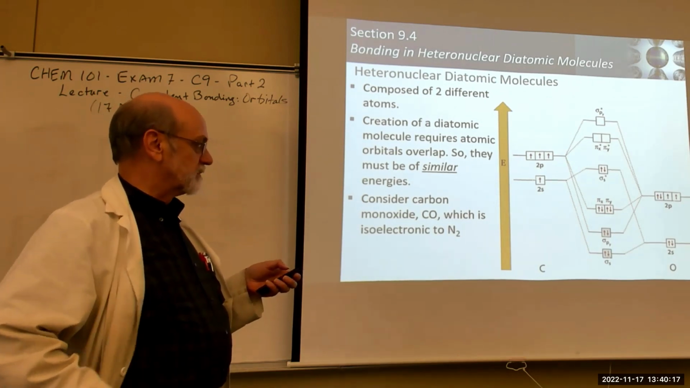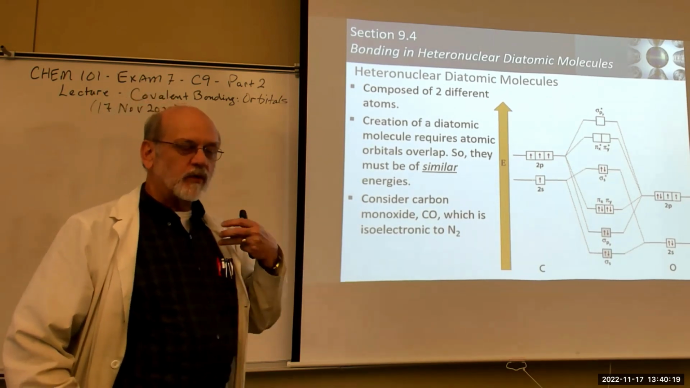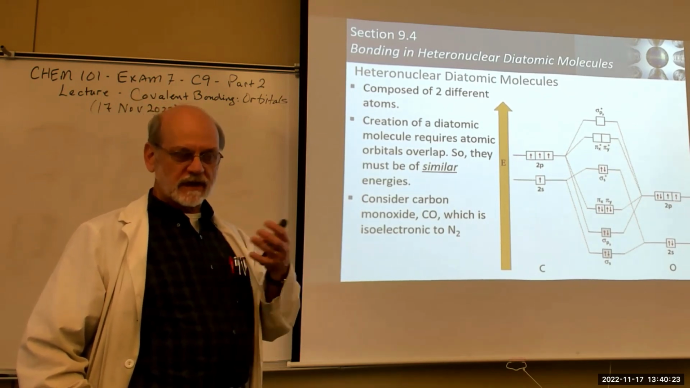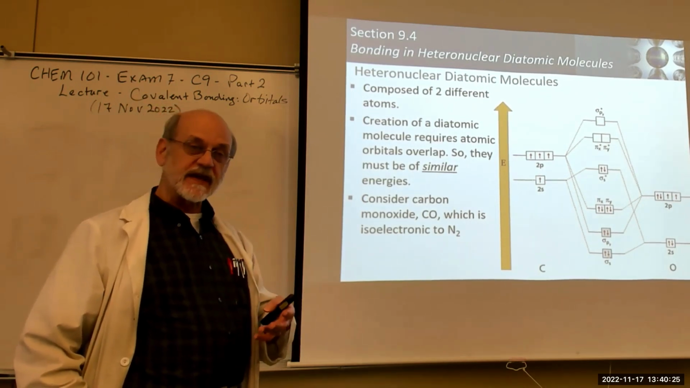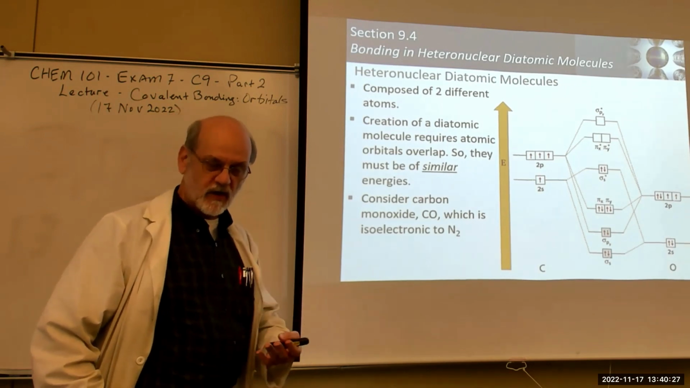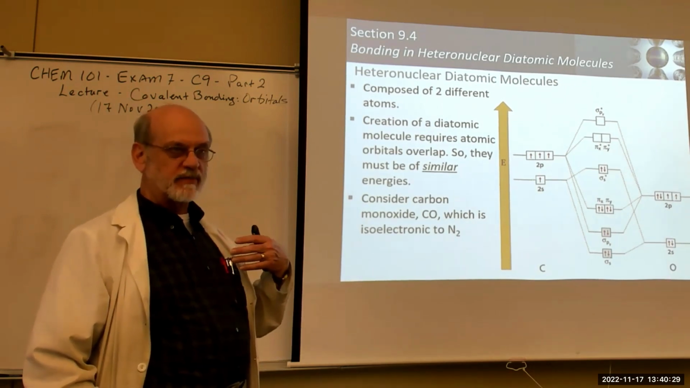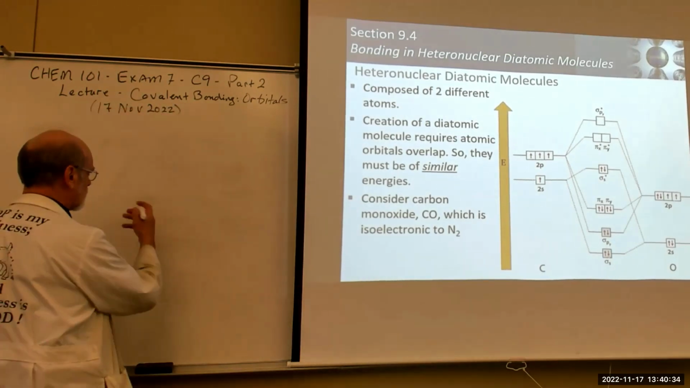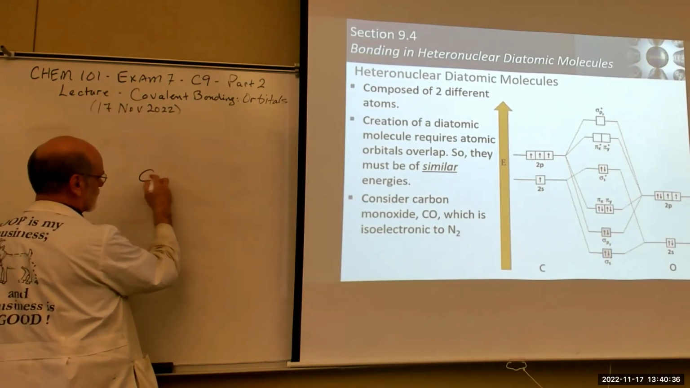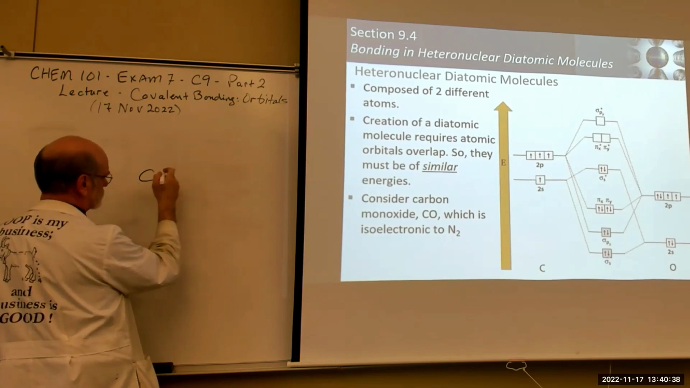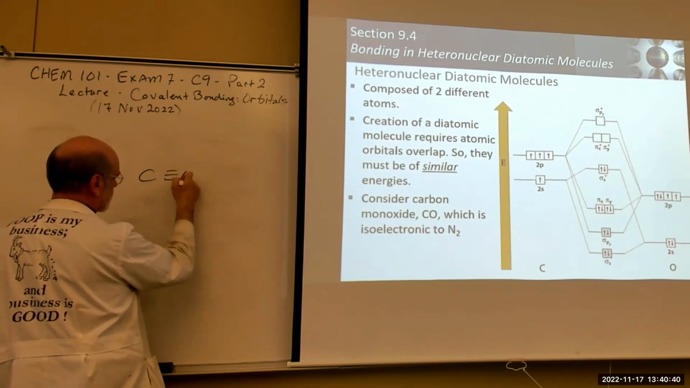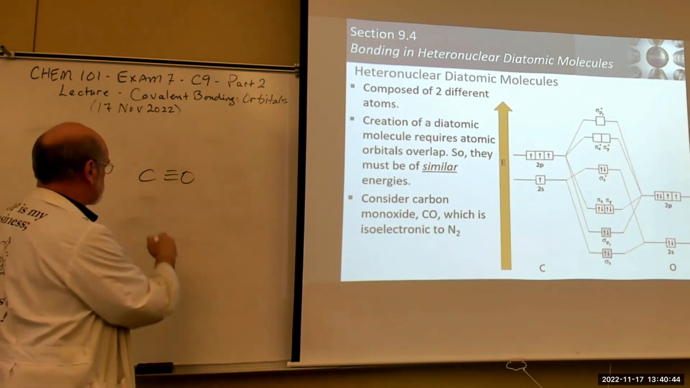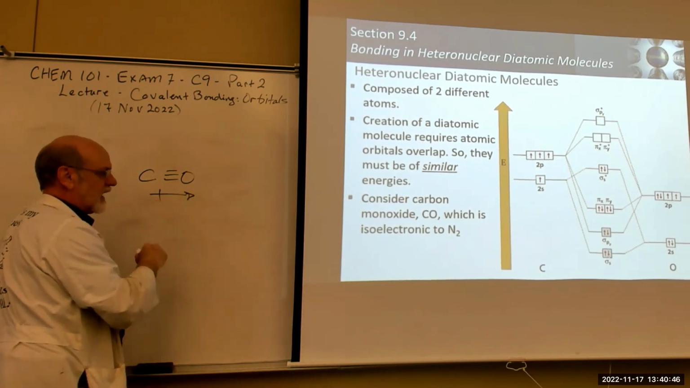What's interesting is when we predicted the polarity of a bond, we looked at electronegativity. And in this case, oxygen is more electronegative than carbon. So we would predict that the bond would be polar toward the oxygen. So we would have a polar bond that way.